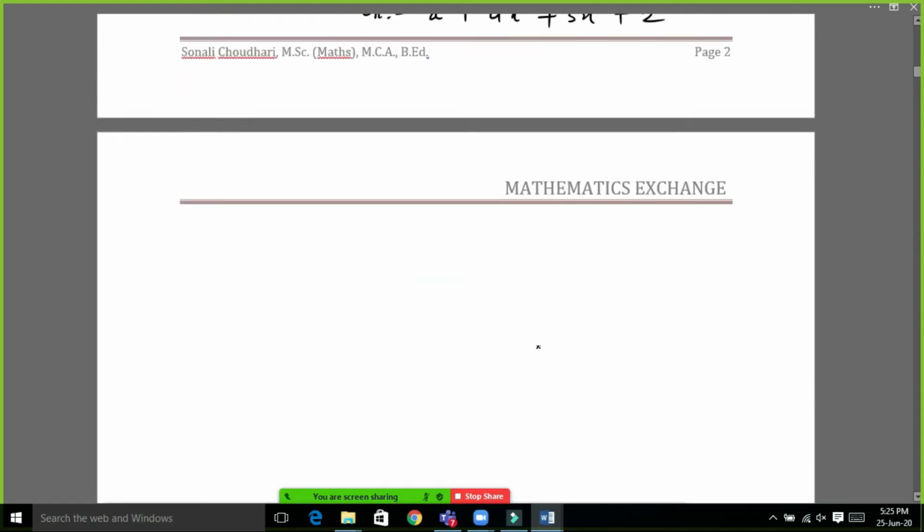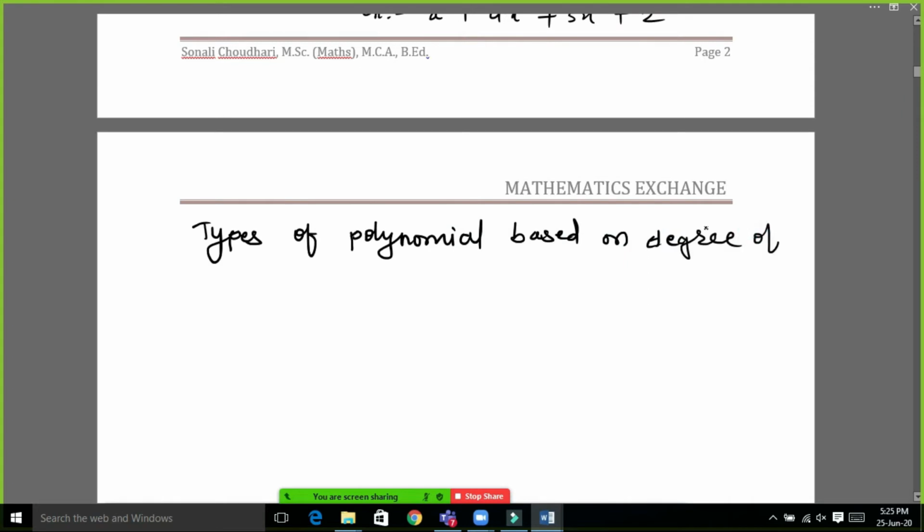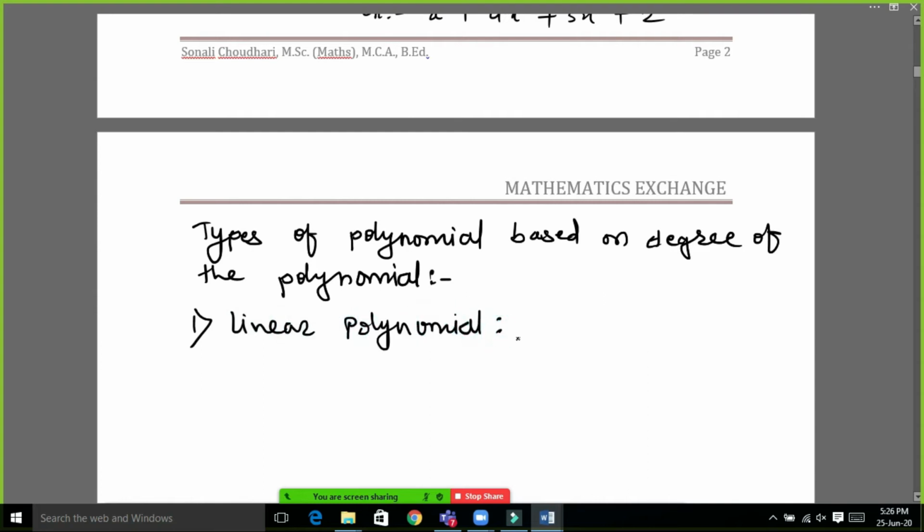Second, we can categorize polynomials depending upon degree. So, types of polynomial based on the degree. We know about the degree of the polynomial: the highest power of the variable is known as the degree. So first is the linear polynomial. A polynomial having degree 1 is called a linear polynomial.